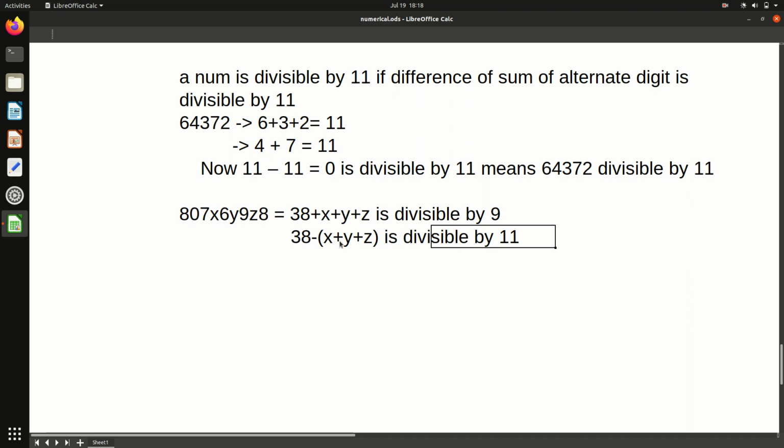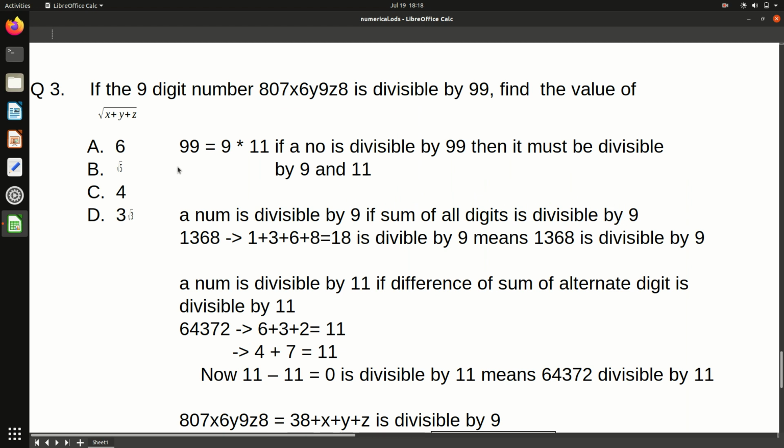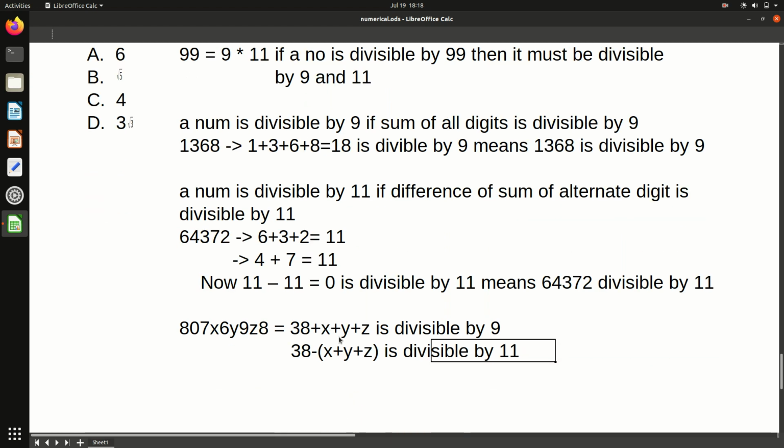Now what will we do? See, the answer could be one of these four options only, no? So what we will do is work in reverse. Suppose any of these options is the answer, say option 6 is the square root of x plus y plus z. So to get the value of x plus y plus z, we will take the square. And that x plus y plus z we will put here and check the divisibility, that's all. The one option which satisfies this will be the answer.